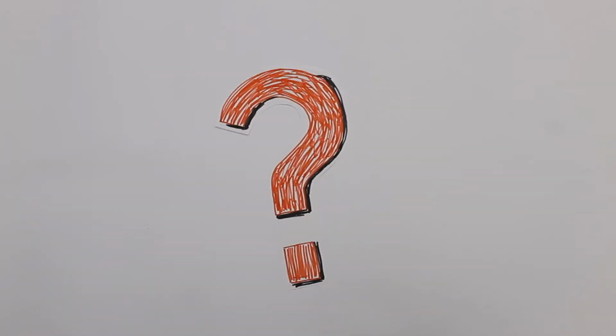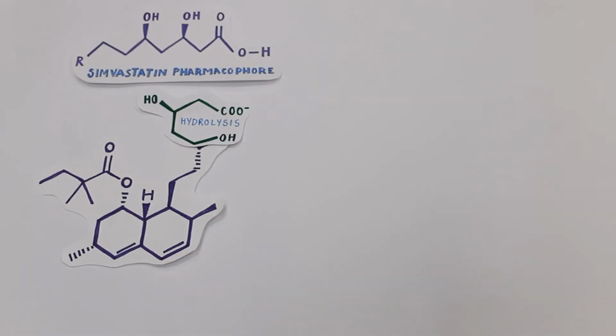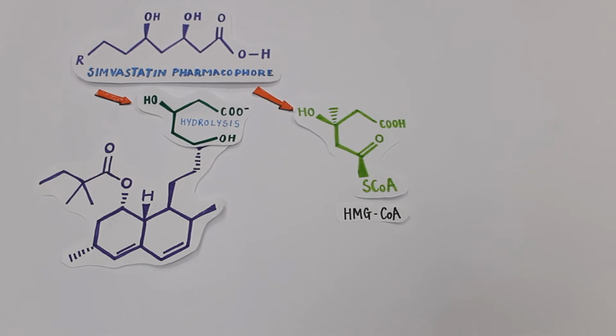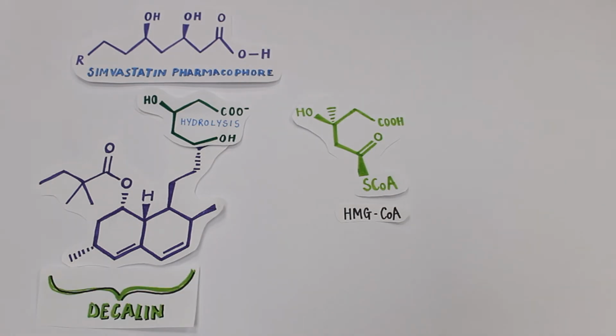Interesting. Then what is simvastatin's pharmacophore? Here is simvastatin and its pharmacophore. You may notice similarities between it and the structure of HMG-CoA. This enables it to bind to the same active site. However, it has a much higher binding strength thanks to the decalin ring and butyryl group. These provide additional hydrophobic interactions with the nearby exosite.